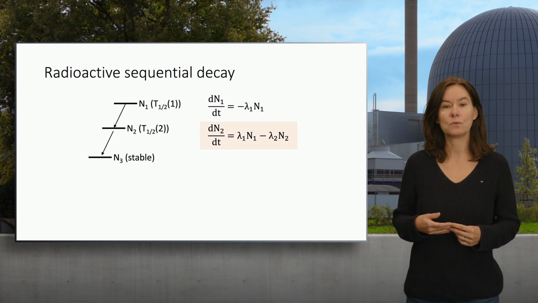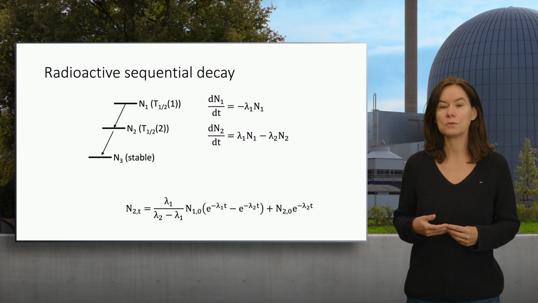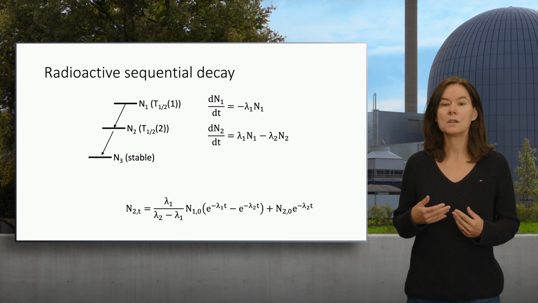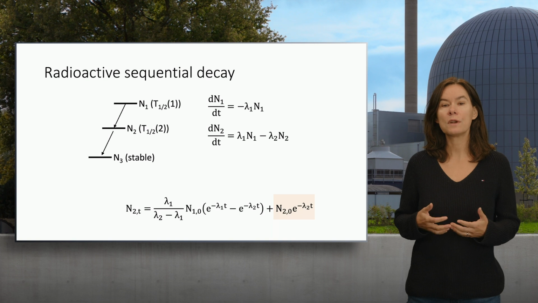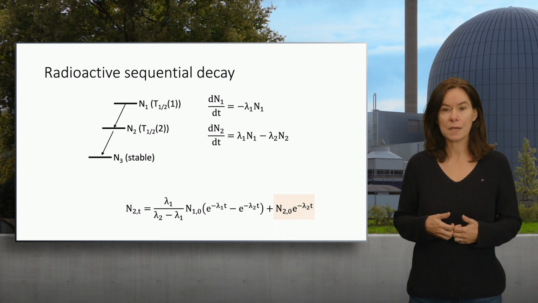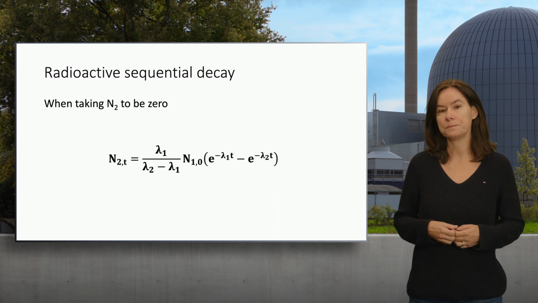If we solve the second equation, we get this equation which shows how we can calculate the number of atoms of the second radionuclide in the chain. This equation shows how the production of the second radionuclide depends on the decay constants of both the original and the produced radionuclide. There is also the term shown here which shows the number of atoms of the second radioactive atom at time 0 or at the reference time point. In most of the cases, we assume that there are initially no atoms of the second radioactive atom present, which makes the equation somewhat simpler.